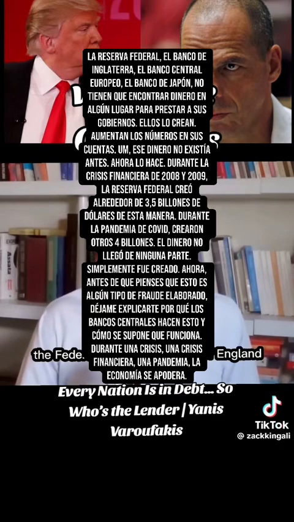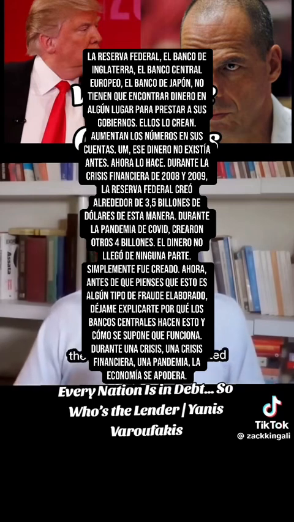The Federal Reserve, the Bank of England, the European Central Bank, the Bank of Japan, they don't have to find money somewhere to lend to their governments. They create it. They increase the numbers in their accounts. That money didn't exist before. Now it does. During the financial crisis of 2008 and 2009, the Federal Reserve created about $3.5 trillion this way.